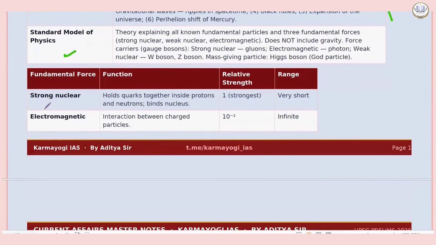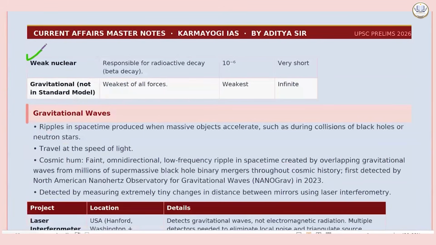Then the fundamental forces. The strong nuclear force holds quarks together inside protons and neutrons, and it binds the nucleus. It is the strongest and its range is very short. Electromagnetic: interaction between charged particles is called electromagnetic. Relative strength is 10 to the power minus 2. Range is infinite. Then we have the weak nuclear force, responsible for radioactive decay, that is beta decay, 10 to the power minus 6, range very short. And gravitational, not in the standard model, as I told you, is the weakest of all forces, and the range is infinite.